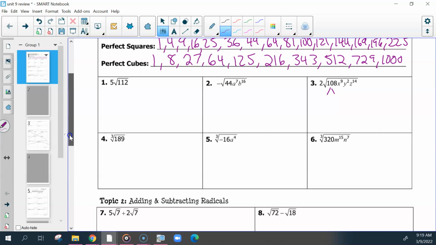Double check it. For which one? For number 3. 36. 36 and what? 3. Square root of 36 is what? 6. We have 6 times the square root of 3, and we're going to bring down this 2.